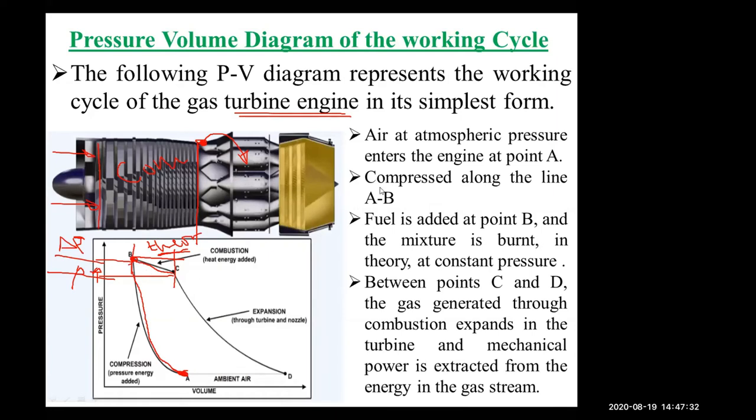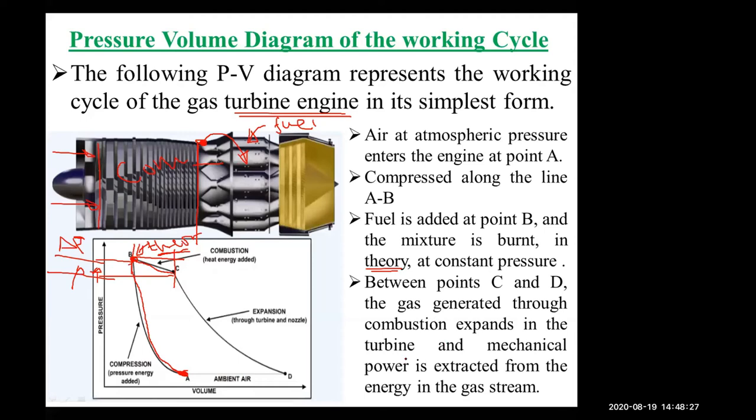So here is a compression along this line, AB. Okay? Then fuel is added at point B. When the compression arrives at this point, fuel will be added to the combustion chamber. Because air from the compressor at high pressure will be delivered to the combustion chamber and fuel will be added at this point. And at constant pressure, combustion happens. Normally, this is theoretical. In reality there is some loss due to the machines, at constant pressure between point C and D.